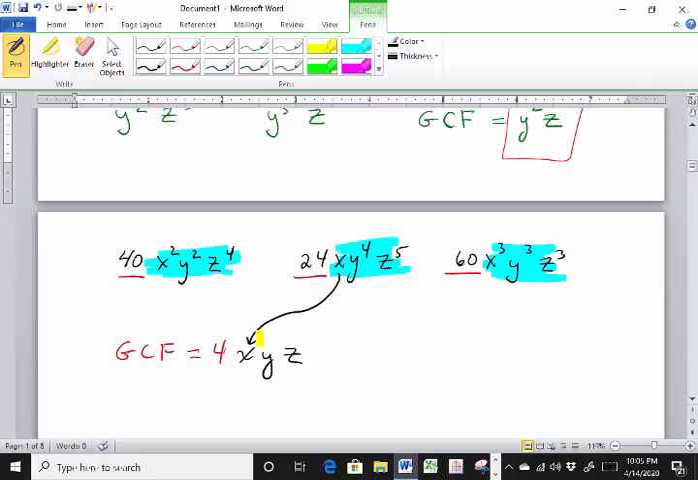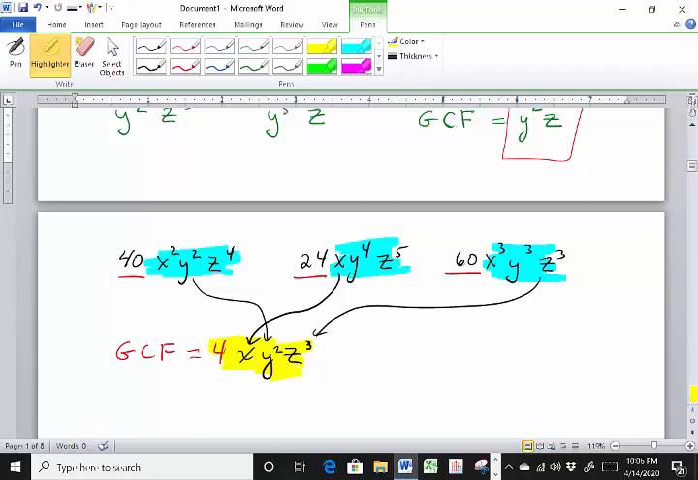Then we look at the y. So y squared, y to the fourth, and y cubed. What's the smallest one? It's y squared. That comes from this one here. And then we look at the z. Z to the fourth, z to the fifth, and z cubed. So it's going to be from this one. Z cubed is the smallest. Okay? So my GCF is 4x y squared z cubed.